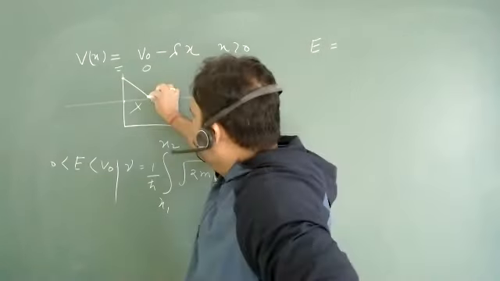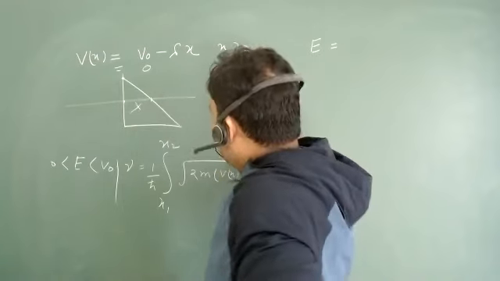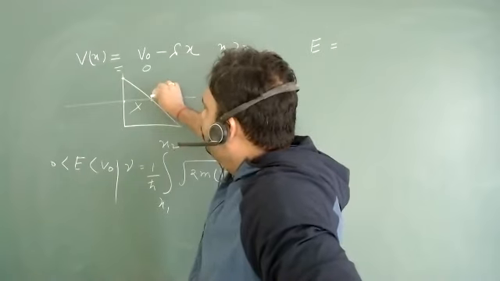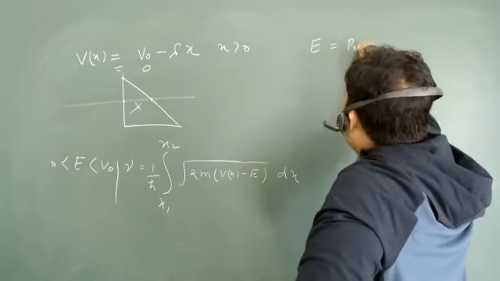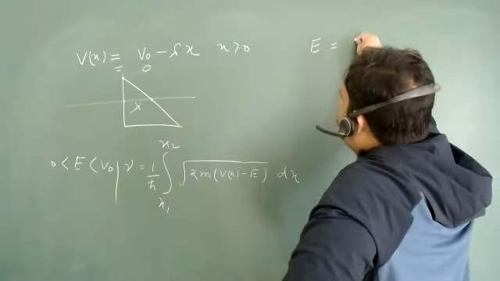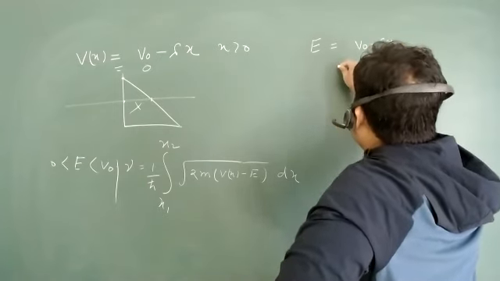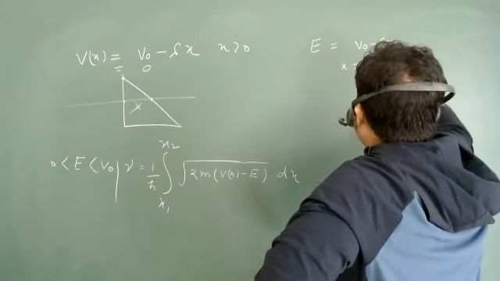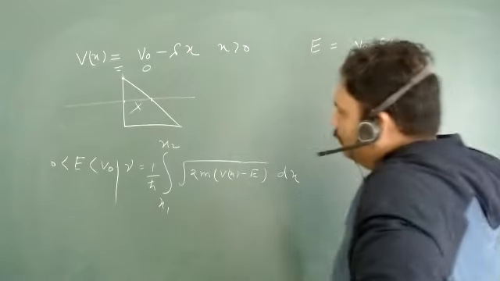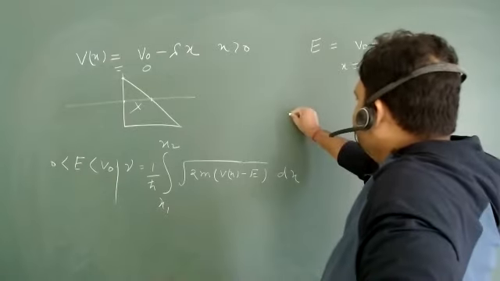Suppose the particle is coming from here. Since it is not a classical particle, whenever you talk about the turning point, suppose the particle is coming through here, then what will be this value? This is your turning point. So for the turning point, my total energy must be equal to potential energy: E equals V0 minus lambda x. So x is equal to V0 minus E upon lambda. Are people comfortable? Yes.